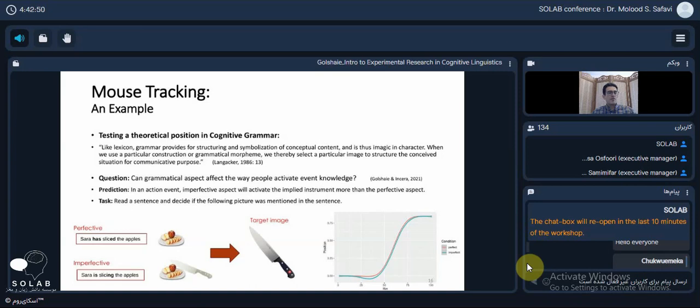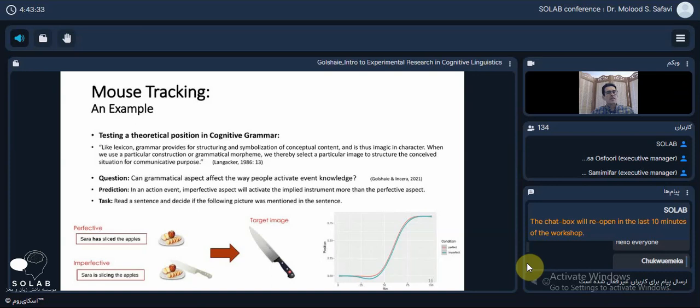So we designed a task and asked the participants to read, for example, either one of these sentences. And after that, we showed them a picture and asked them if the following picture had been mentioned in the sentence. For example, participants read the sentence, Sarah has sliced the apples. And after that, we showed them a target image like this knife.